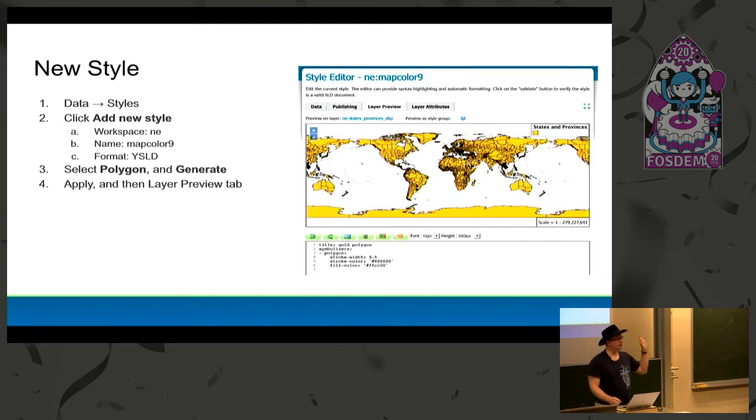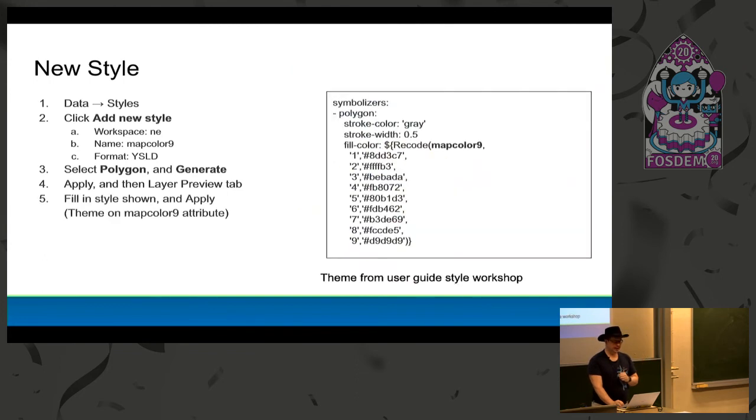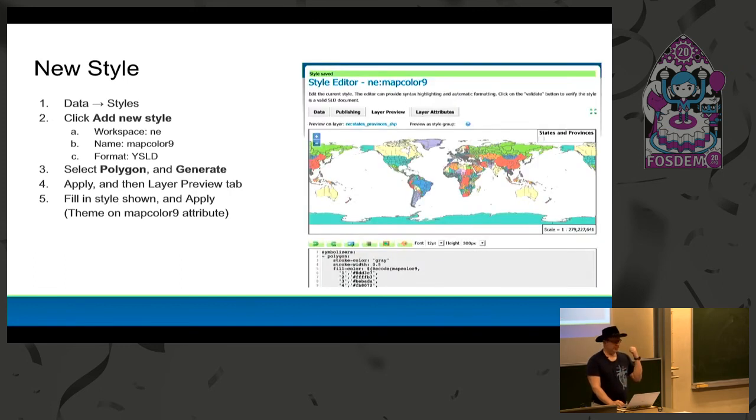The GeoServer style editor lets you look at a layer preview as you're updating your style. So I'm going to go ahead and switch over to the preview tab and have a look. I'm going to fill in a little snippet of YAML here where I'm going to recode map color 9 from 1 to a color, from 2 to a color, and so on. So this is more human readable than XML. So this is a little bit more approachable. Here's what that looks like.